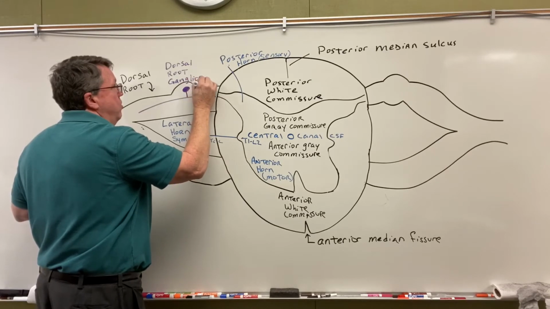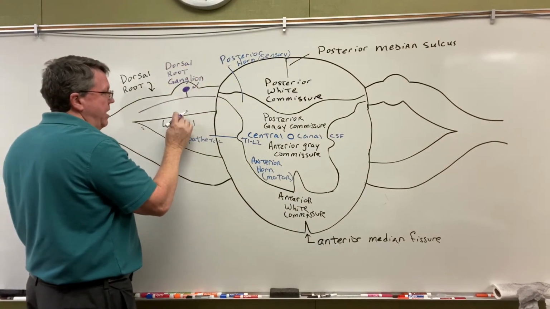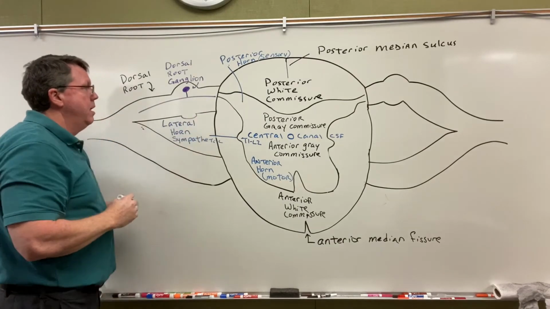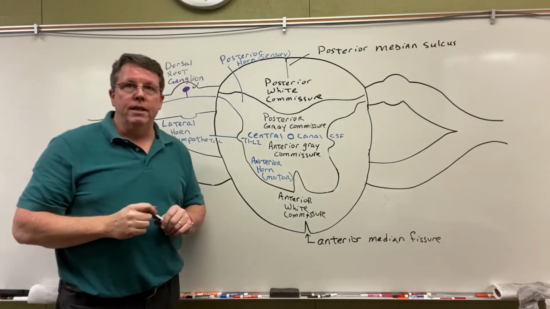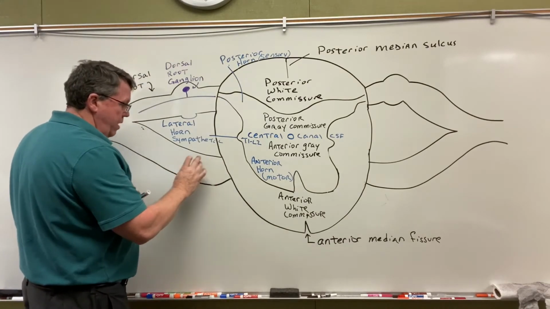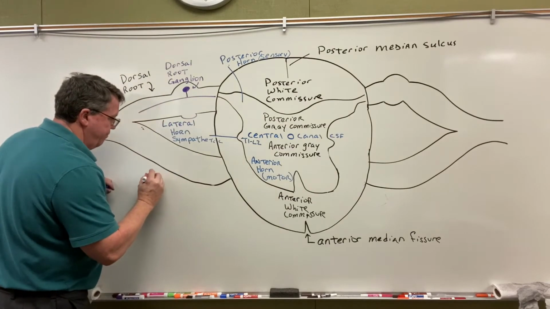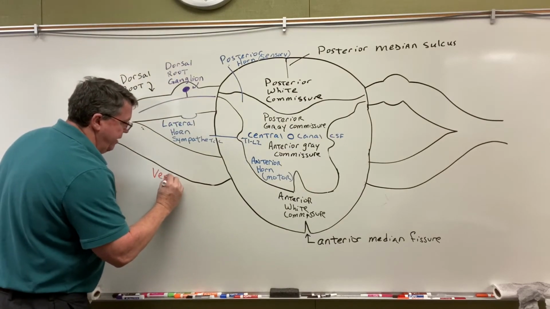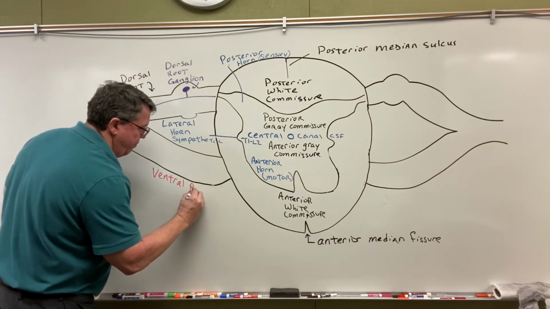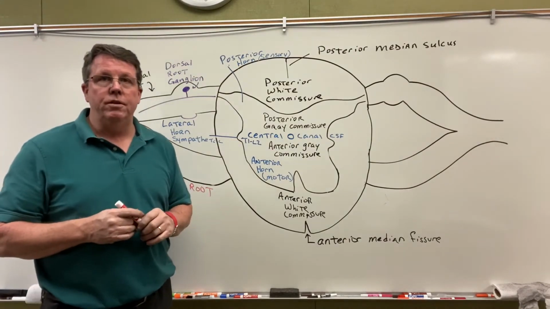Okay, this is my dorsal root ganglion that's right here. It's a bulge, and some books will actually have it down in here too, okay? So that's my dorsal root ganglion. Now, in the front here, we have what we call our ventral root. Ventral means anterior. So this is my ventral root. Now, what's the difference between these two?